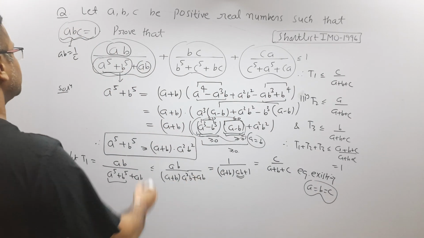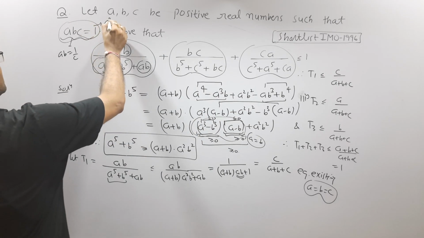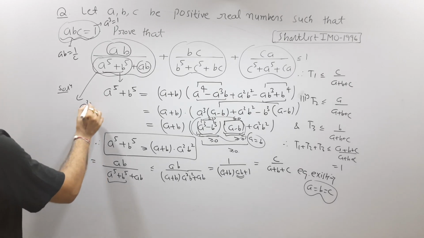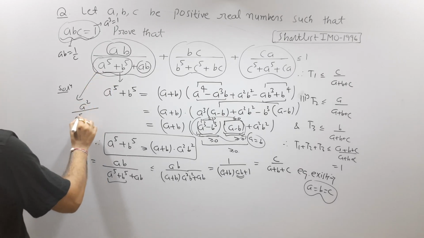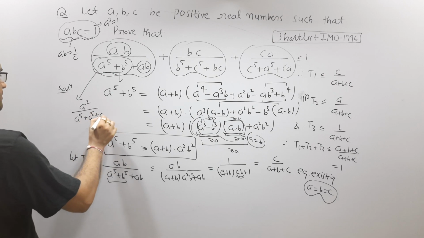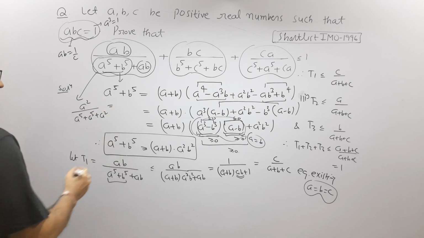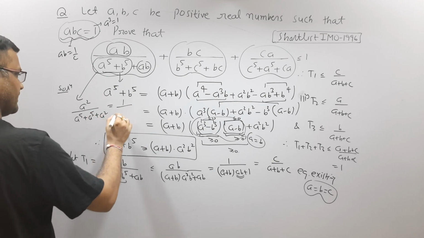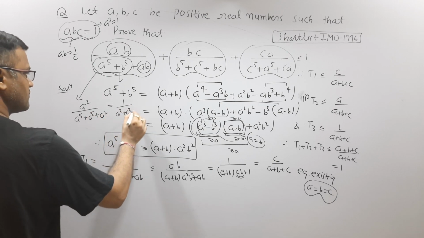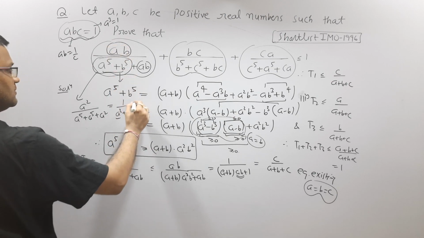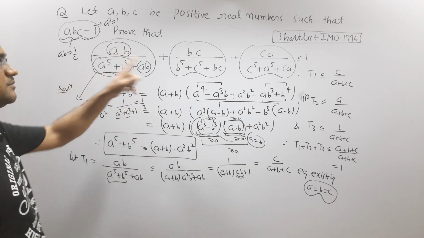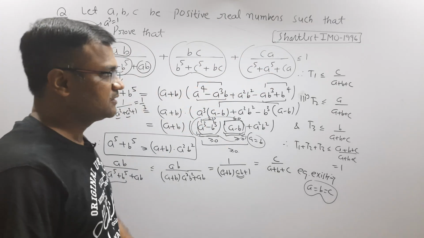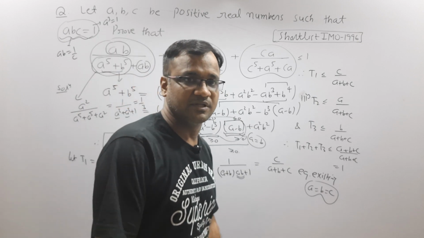If a equals b equals c, then this condition becomes a cube equals 1. Now the first term becomes a square upon a to the power 5 plus a to the power 5 plus a square. So I can write it as a cube plus 1, and a cube is 1, so the first term becomes 1 by 3, the second term similarly 1 by 3, the third term becomes 1 by 3, so these three terms become 1. Okay, hence proved. Thanks for watching.